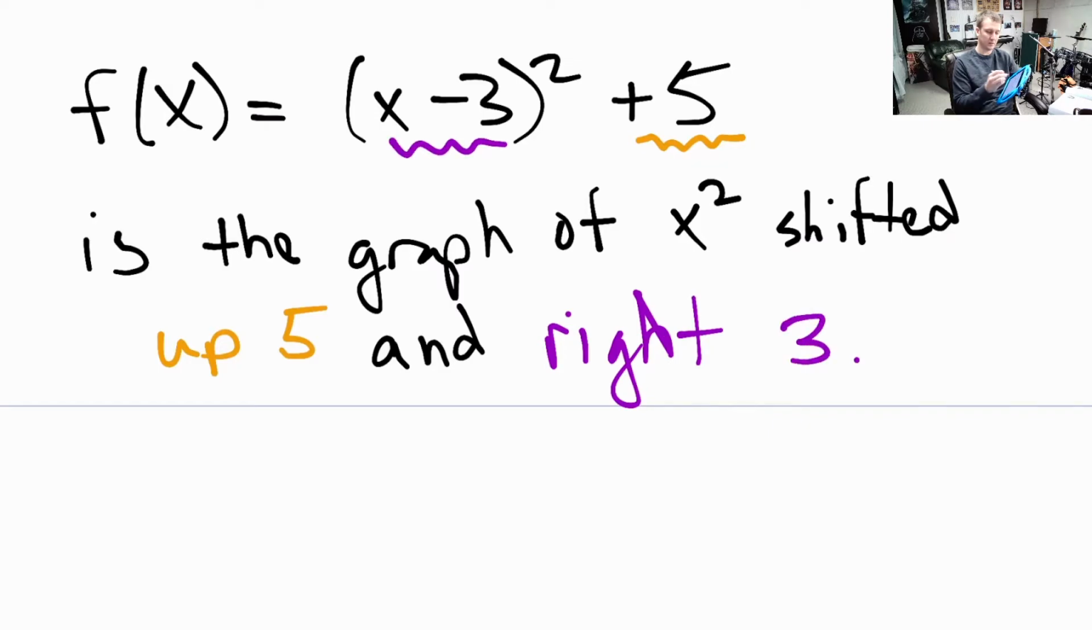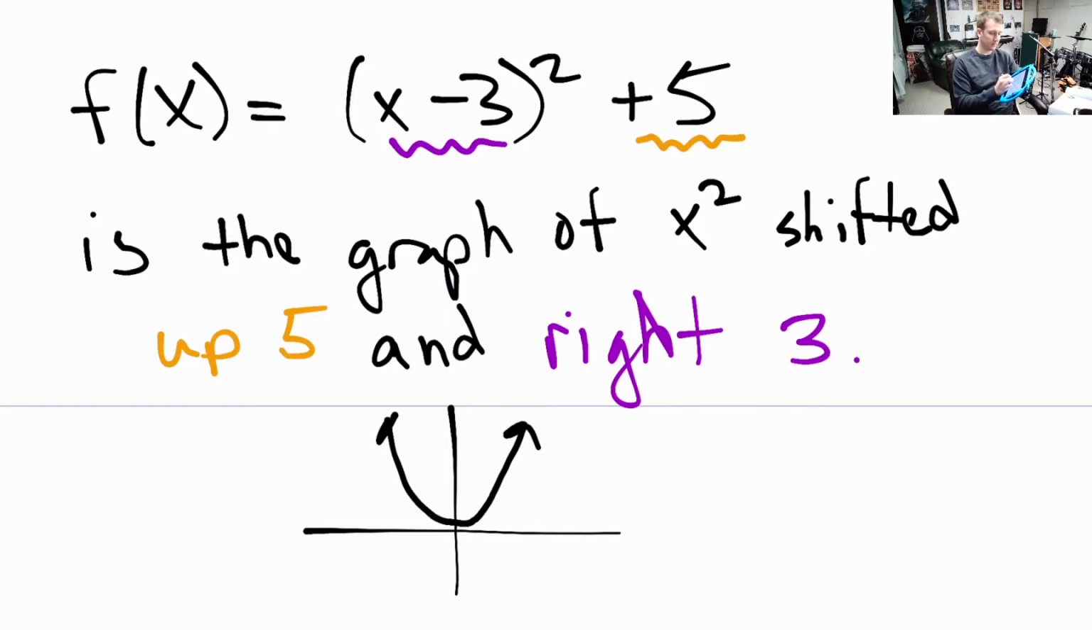That's because of that. So we've got our original graph of x squared, which looks just like this. If we move that up 5 and to the right 3, 1, 2, 3, 1, 2, 3, 4, 5, we get our new graph. This base point is moved up here, and the graph looks exactly the same. It's just moved up and to the right.